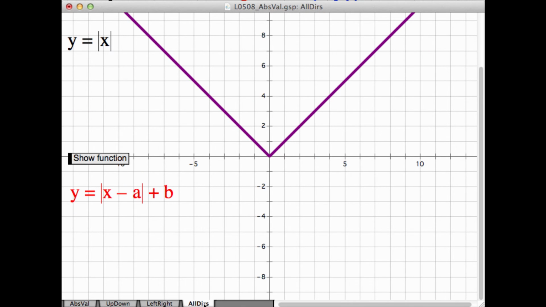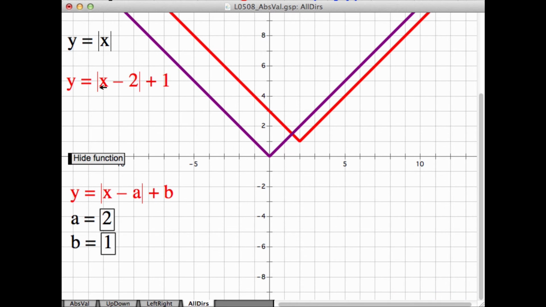Now these can be combined so that you can have a function y equals the absolute value of x minus something, plus something, and translate the original function both up or down and left or right. In this case, the x minus 2, this minus 2, translates the function 2 units to the right, and this plus 1 translates it 1 unit up. And if you look here, compared to the original, the red function, absolute value of x minus 2 plus 1, is translated over 2 units and up 1 unit.